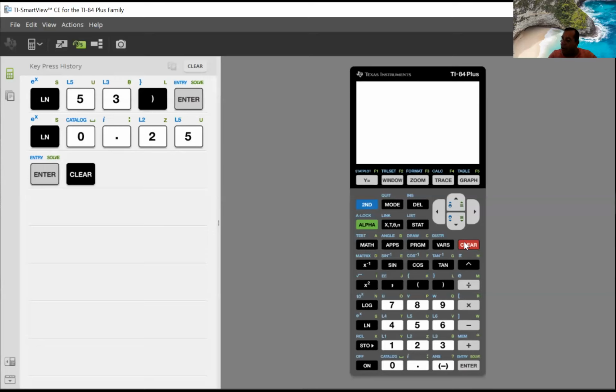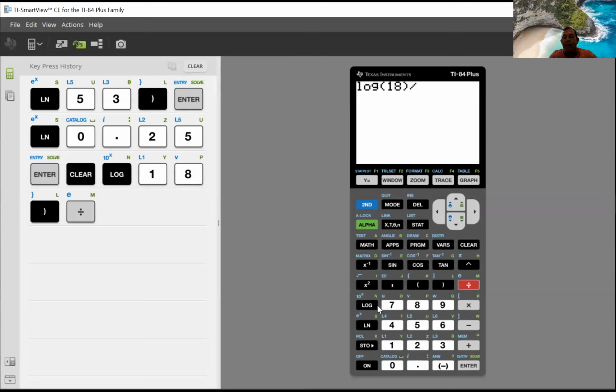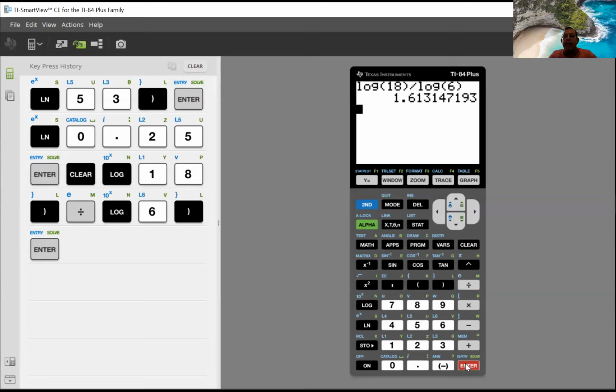All right, so let me start out with the old school method. I would do the log of 18. So hit log 18, close parentheses, and then divide by the log of the 6. So notice I get 1.6131.